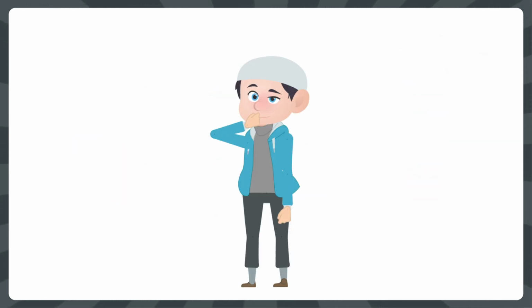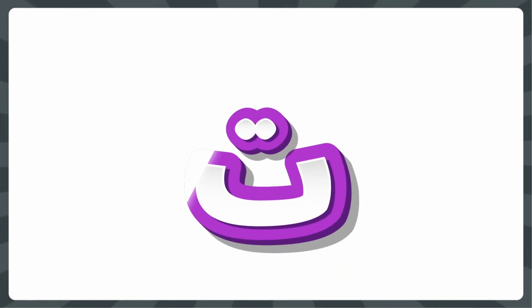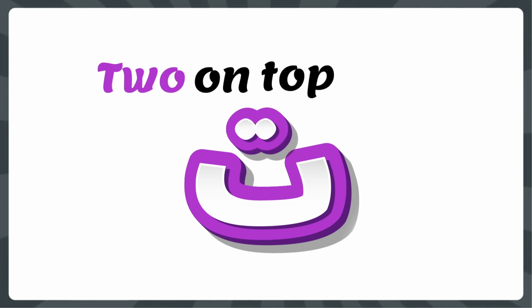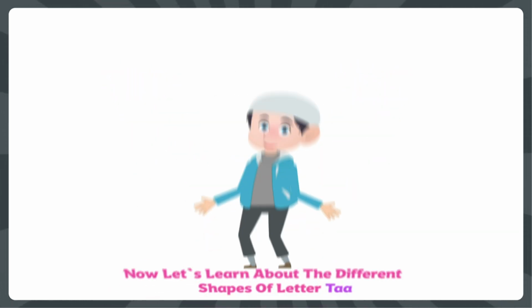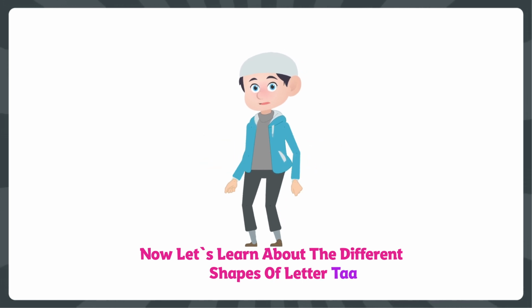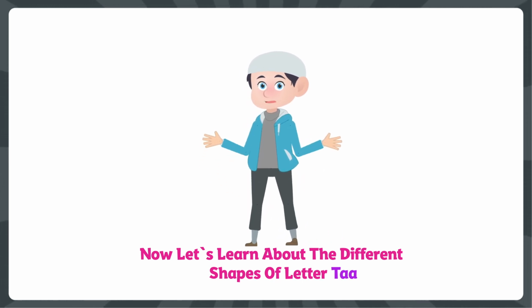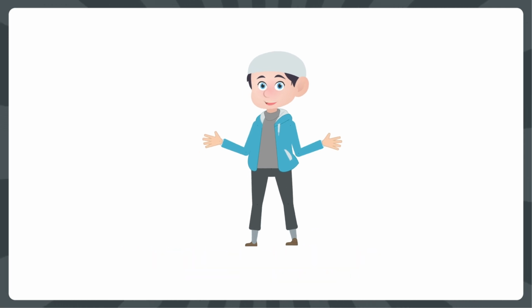What do you think? What does Ta look like? Ta looks like a plate. Does it have any dots? Count how many dots it has. 1, 2. Where are these 2 dots? On the top. So 2 on top, Ta. Now let's learn about the different shapes of letter Ta in different places in the word.